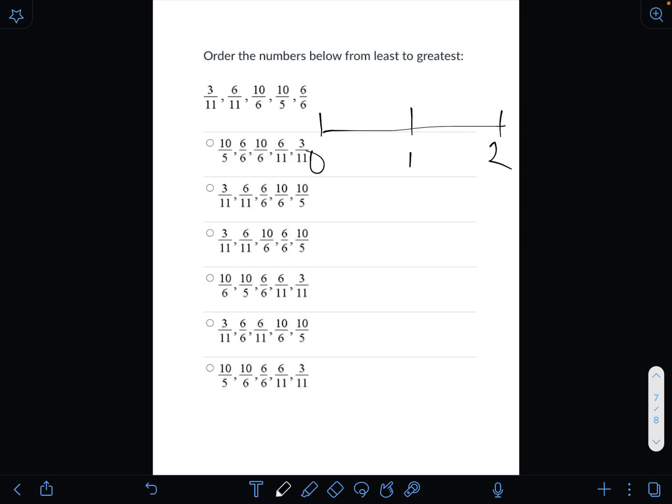Start with 3/11ths. Oh wait, 3/11ths totally less than 1. Okay? So bam. Oh no, yellow, sorry. 3/11ths, bam. 3/11ths. 6/11ths, also less than 1, but bigger than 3/11ths. Okay? Now we have 10/6. Is that bigger or less than 1? Well, that's bigger than 1. So 10/6.